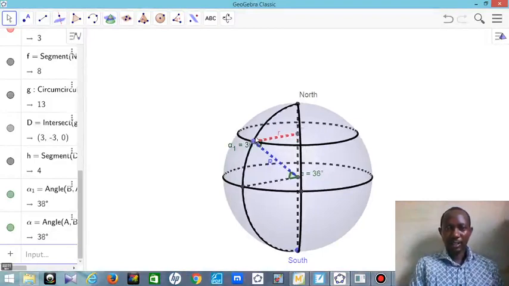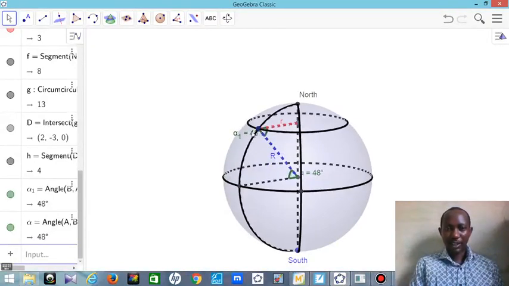Then this is the parallel of latitude, you can see it, and this is the angle we represent as alpha. You can also see this one. Let me position it here. In this case, the angle is 48 degrees. So you can see it.